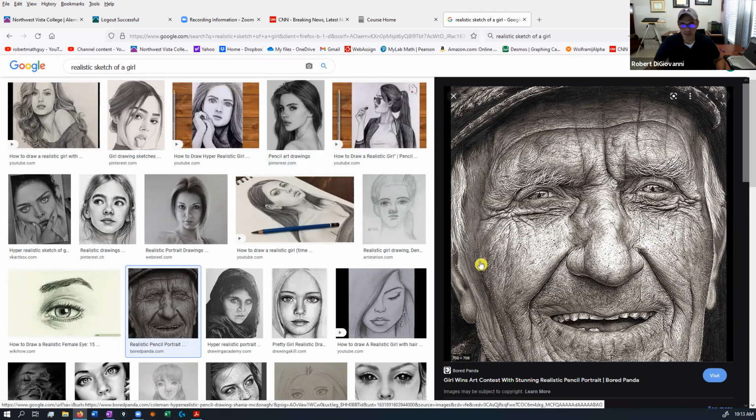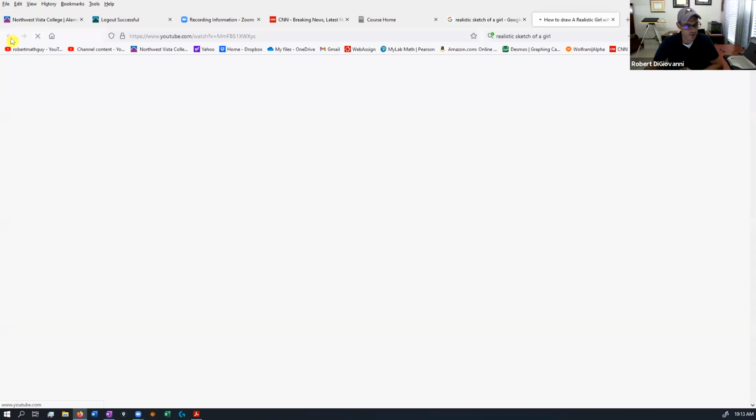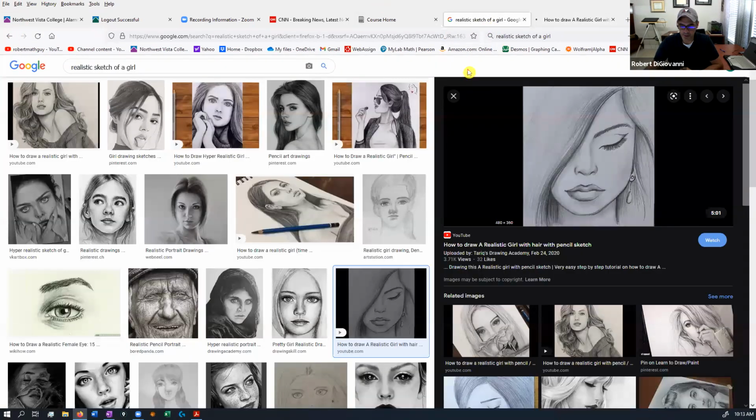What are we seeing as the difference here? What's the major difference between those drawings? Detail. The detail, right? There's detail, but there's something else. Look at that one. Okay, this one right here. Oops, I shouldn't have clicked on that. Whoa, that took me to a website. So you see that one?